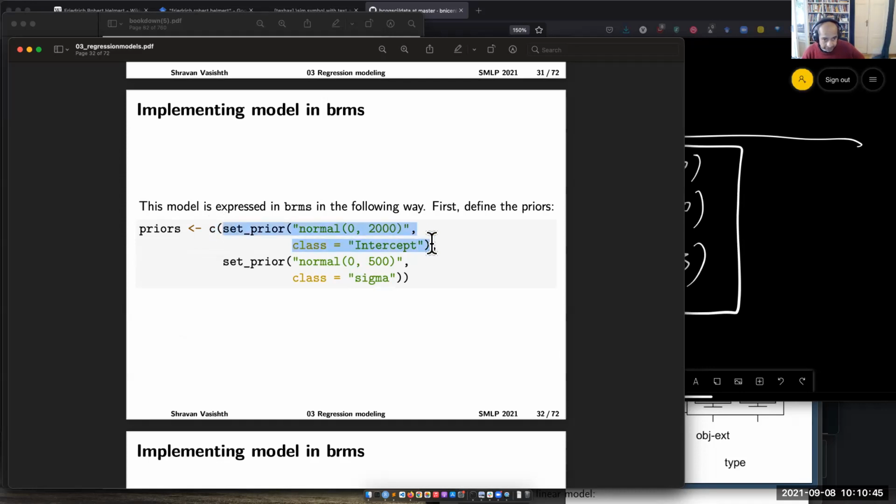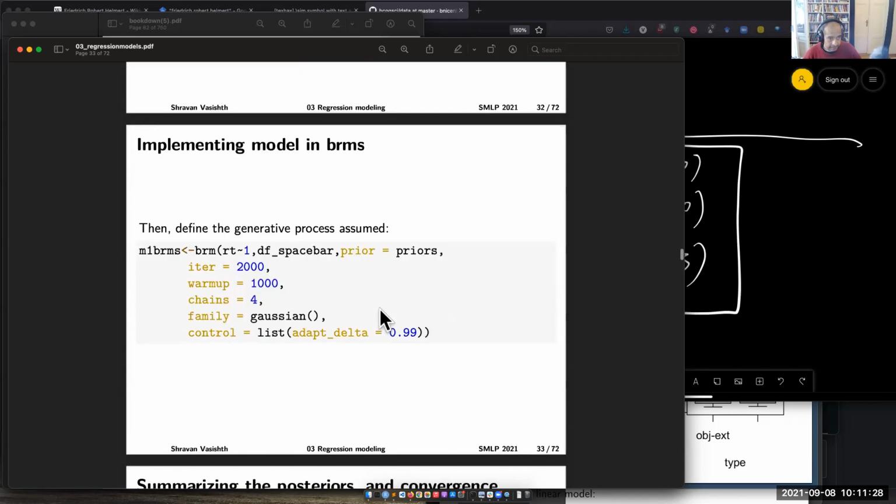So for the intercept, that is for mu, I will define a prior in this way using the set prior function in BRMS. This is a BRMS command, which says that the prior is a normal 0 to 1000. This is the standard deviation, right? And the parameter that I'm defining the prior for is defined here. So in the linear model, the mu is the intercept, if you remember, right? Therefore, I'm going to call it the intercept here. This is a reserved word in BRMS. You have to use this word to define the intercept. And the prior for sigma, for the standard deviation, is defined here. Okay, so that's the setup.